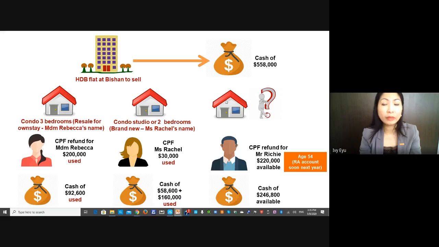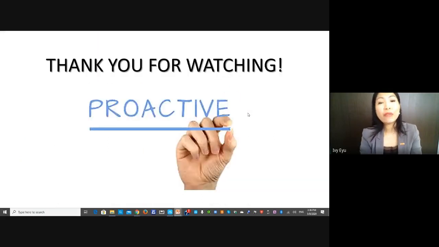But yet, after the whole case itself, you will notice that the 558,000 sales proceeds they get from their Bishan flat is able to allow them to comfortably buy a 3-bedroom resale for own stay and also pay the down payment for the daughter's first private property. And yet, they still have a cash savings of 246,800. So this is a very basic and very simple calculation we can do for our clients.